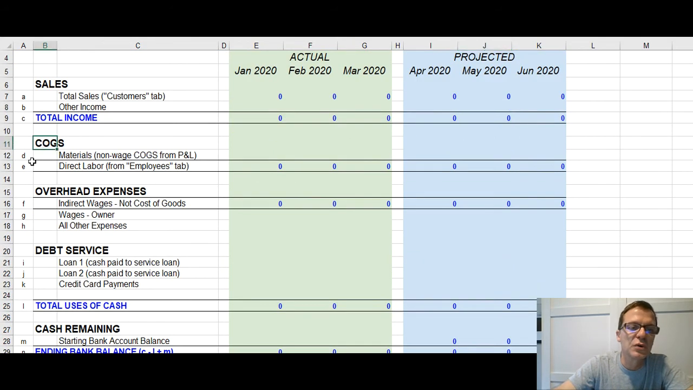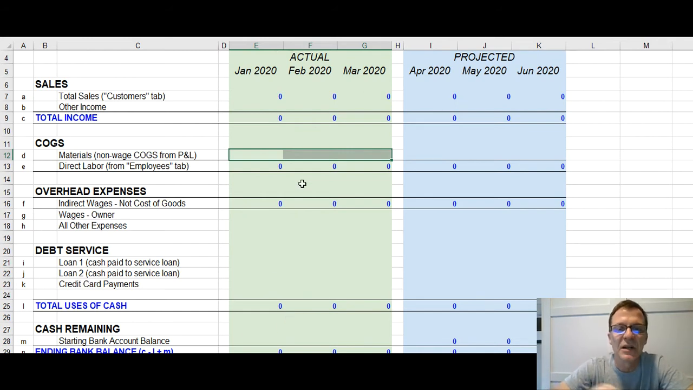Cost of goods sold, COGS, that means the material and direct labor, things that go into making your product. Materials, that's up to you. You're going to have to look back at your P&L and say, okay, how much did I have to buy to sell my products? How many raw materials or inventory or lumber or food or whatever it is that you use to make your final product? Put those in the material.